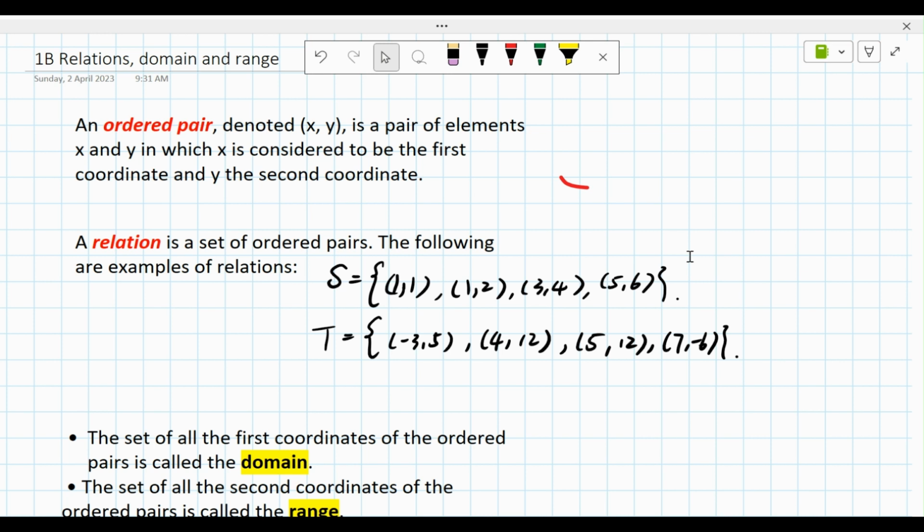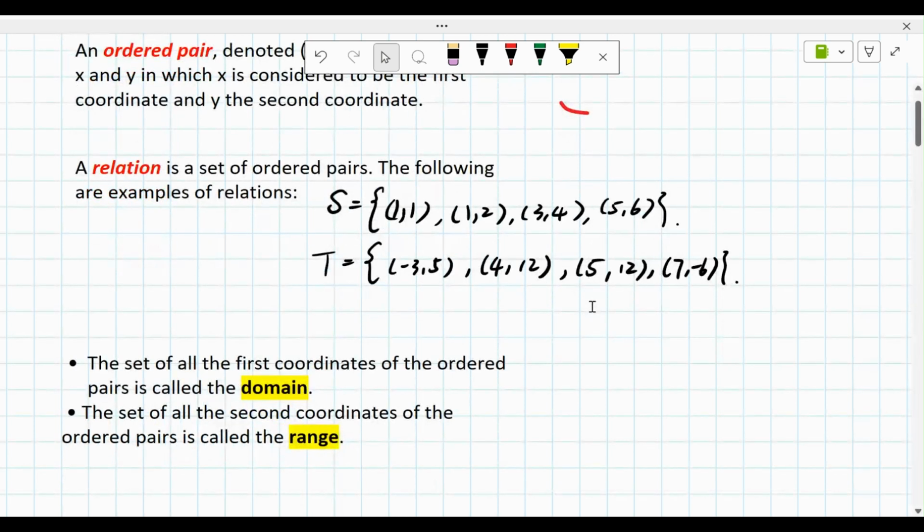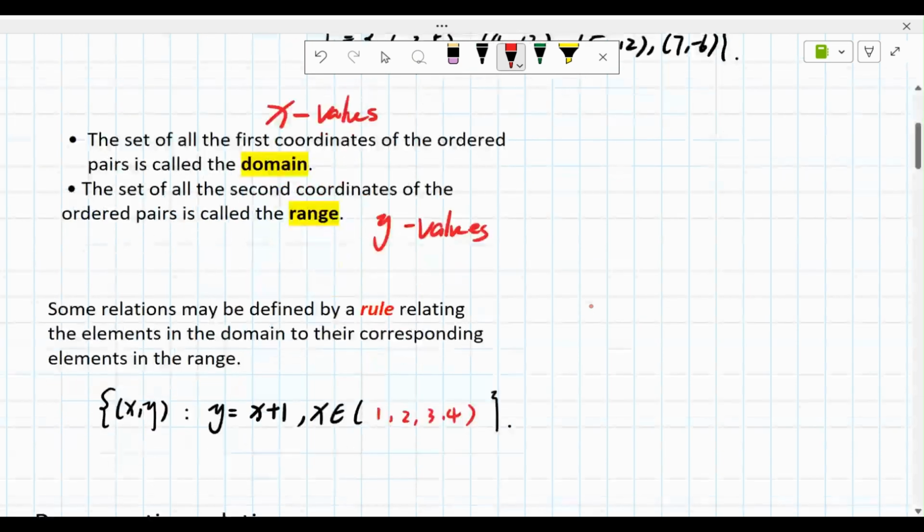As we know, the ordered pair denotes the x and y, which represent the point's coordinates. A relation is a set of ordered pairs, for example (1, 1), (2, 3), (4, 5), and so on, all of which are coordinates, the points. The set of the first coordinates, the x values, is the domain. And the set of the second coordinates, the y values, is the range.